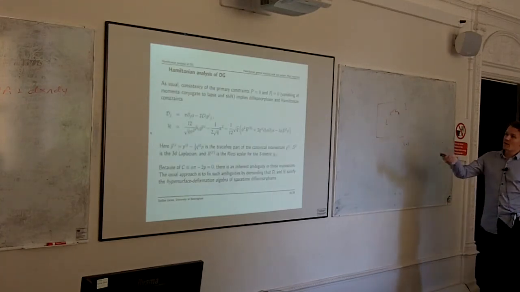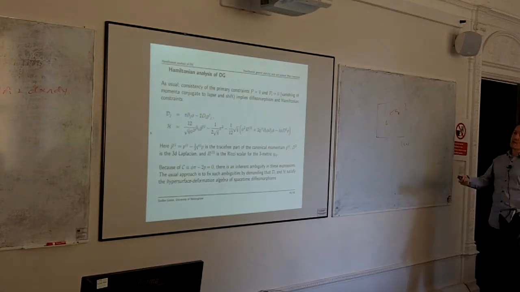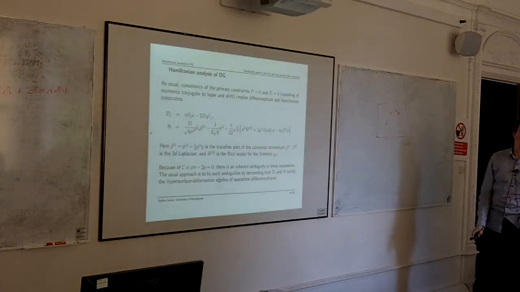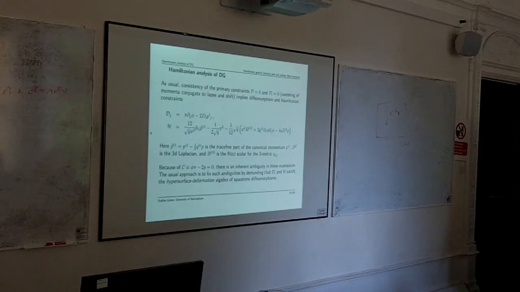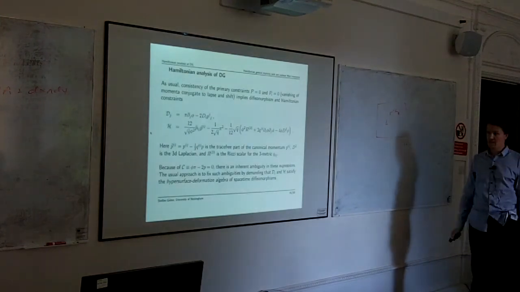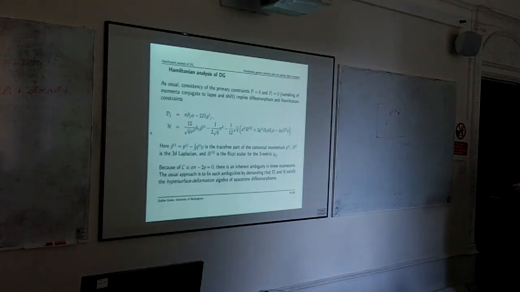Okay, so now you have primary constraints. As usual, they tell you that the conjugate momenta to lapse and shift vanish. You look at the consistency of these under time evolution, and you get the Hamiltonian constraints. This is exactly the form you would expect. That just tells you that phi transforms as a scalar and the metric transforms as a tensor under diffeomorphisms in space. So these are just space diffeomorphisms. And then you get this additional constraint here.